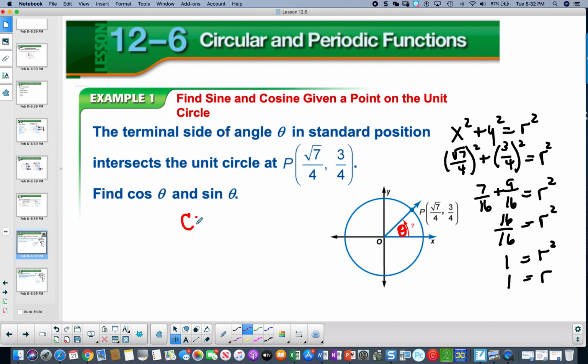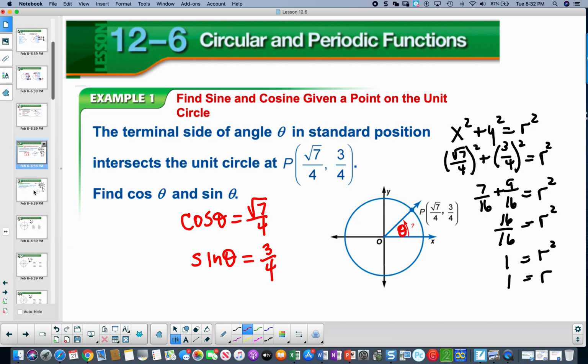So we want to find the cosine of theta. We don't need to know what that angle is. All we need to know is the x-coordinate. And so here's the answer. And the sine of theta, all you've got to do is look for the y-coordinate on the unit circle, and that's 3/4. So you don't have to worry about doing opposite or adjacent over hypotenuse. You just are reading the x and the y.